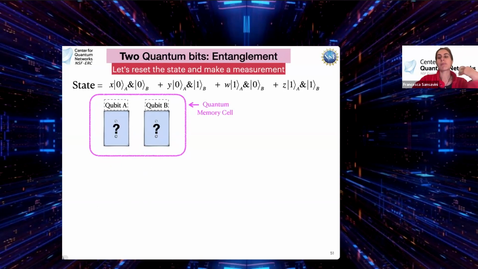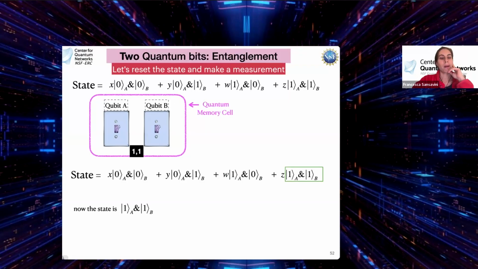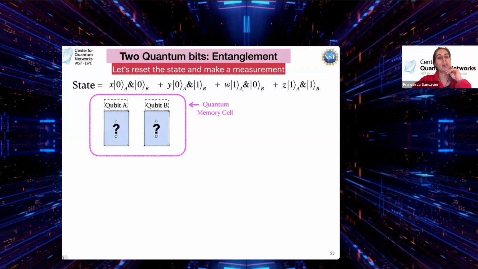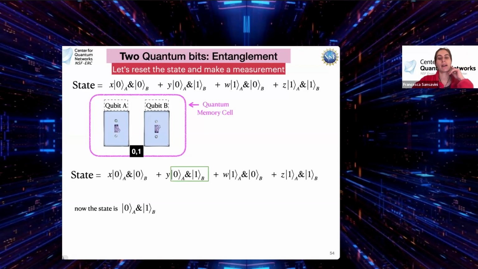We can reset the state and make the measurement again. And this time we will end up with both switches in the on position. So in this case, we will have 1, 1. We reset again, and next time we could have 0, 1. So first switch in the 0 position, second switch in the 1 position. But we can also have the reverse case. So the first switch now is in the on position, the second switch is in the off position. So this is a 1, 0.